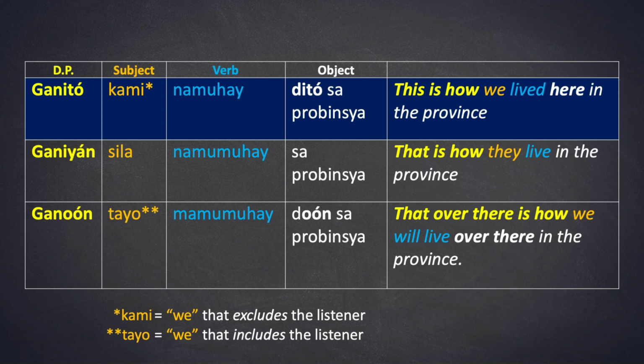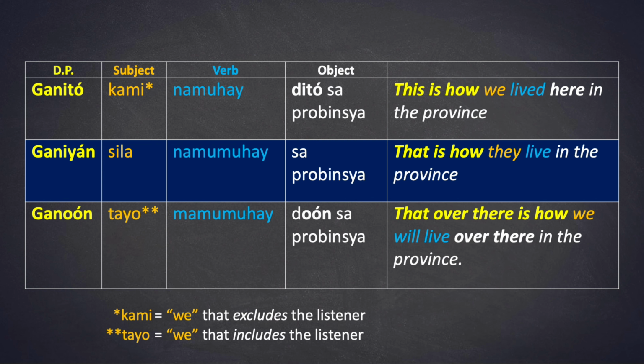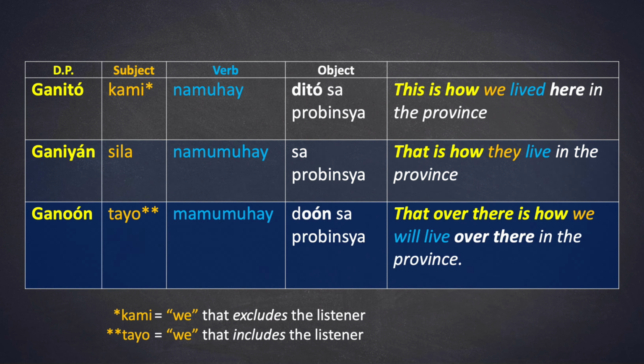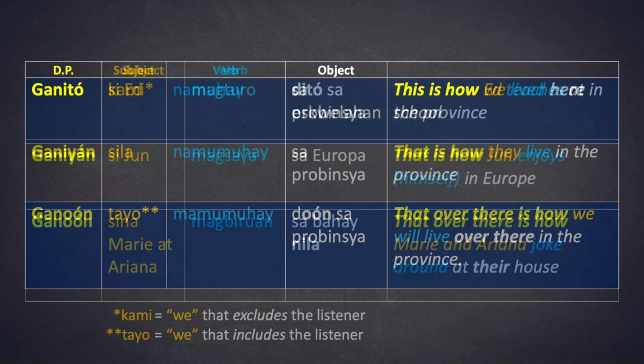Ganito kami namuhay dito sa probinsya. This is how we lived here in the province. Ganiyan sila namumuhay sa probinsya. That is how they live in the province. Ganoon tayo mamumuhay doon sa probinsya. That over there is how we will live over there in the province.